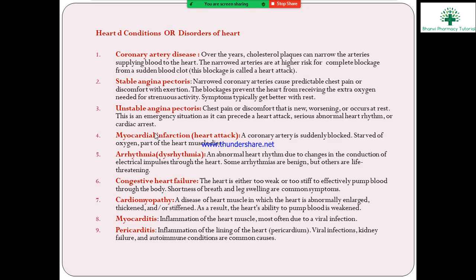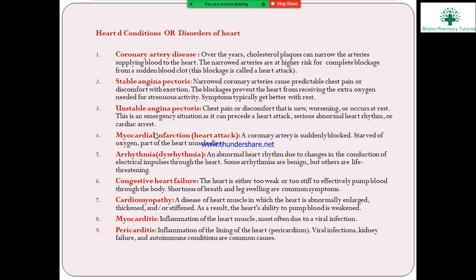Next, congestive heart failure. This is a disorder of the heart in which the heart is either too weak or too stiff to effectively pump blood throughout the body. Shortness of breath and leg swelling are common symptoms of congestive heart failure. It means the pumping is not effective, so there is less pumping through the body, causing shortness of breath and leg swelling.